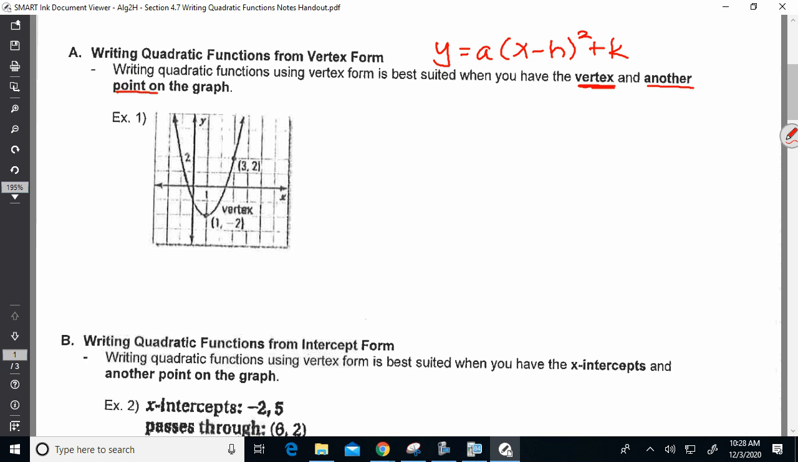So if I give you the vertex, that means I'm giving you the h and the k. If I give you another point on the graph, then I'm providing you with x and y. So that means the only letter that's missing up there is a. But since I gave you everything else, you can easily solve for a. So let's do that with example number 1.